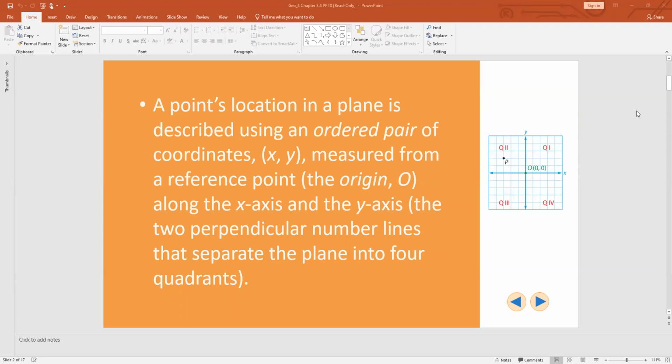So quadrant 1, Q1 here, is a positive Y, positive X. And then it goes counterclockwise. So quadrant 2 is a negative X, positive Y. Quadrant 3 is a negative X and a negative Y. And then quadrant 4 has a positive X, but negative Y. So it's in that bottom southeast corner.